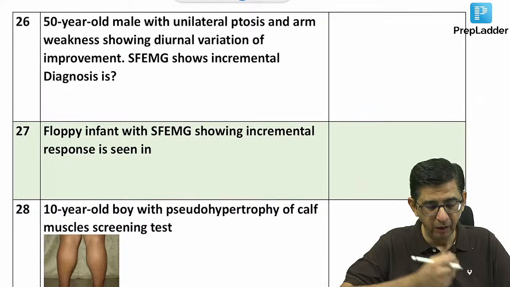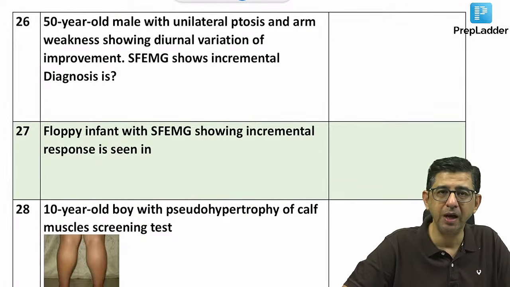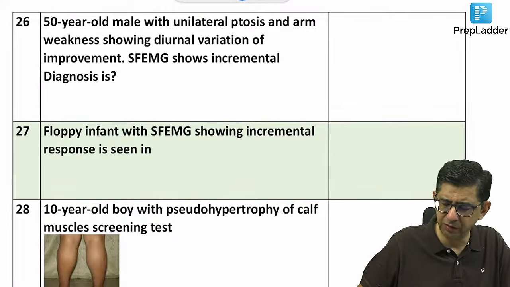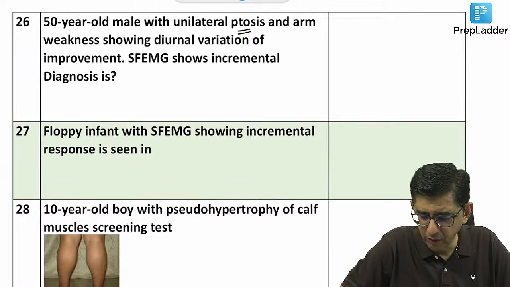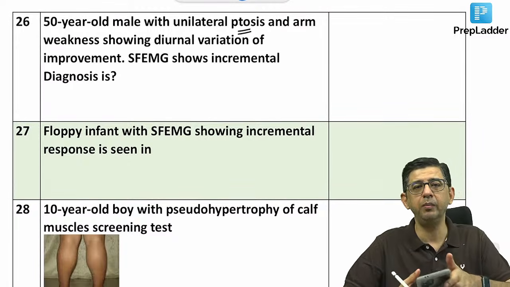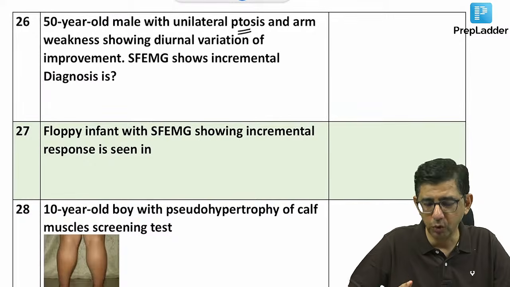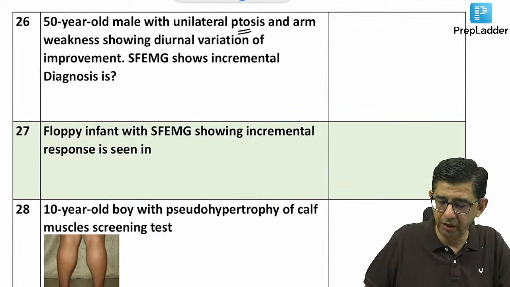Okay, moving to the next one, we are having a patient who's having ptosis and arm weakness, and it is showing a diurnal variation. I mean, the characteristic words are ptosis, arm weakness in a male, and then he's showing a diurnal variation of improvement. And yes, guys, I'm waiting for answers. Everybody, quick answers there. The single fiber electromyography is the investigation of choice for diagnosis of this disorder of the neuromuscular junction, and it is showing an incremental response.